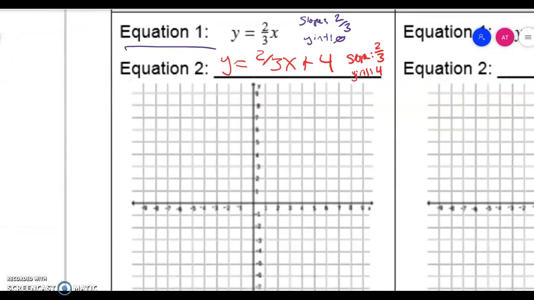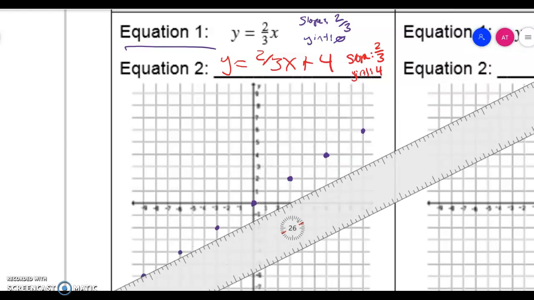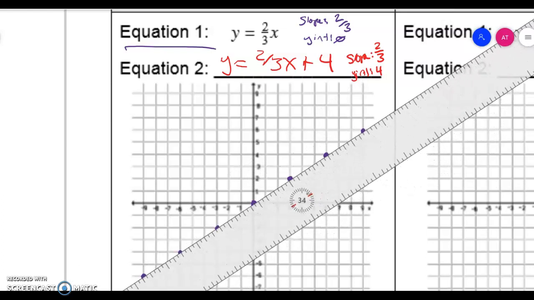I'm going to graph my purple, my equation one first. I'm going to start at 0, 0. And I'm going to go up 2, and to the right 3, and put a dot. Then from that point, again, up 2, right 3, and I got to the edge of my graph. Now I'm going to do the opposite and go down 2, and to the left 3, because I need to figure out the left side of my graph. Perfect. Now you can take a ruler and put a line through all of them.